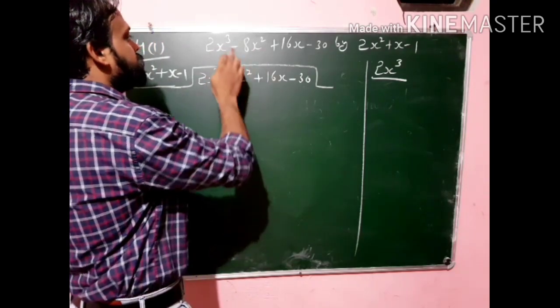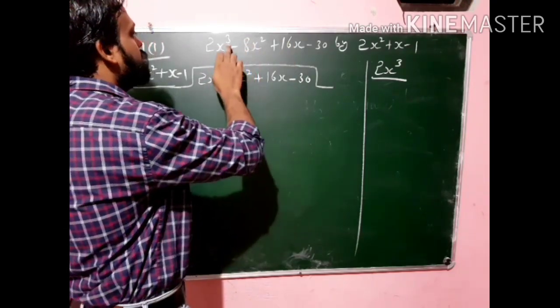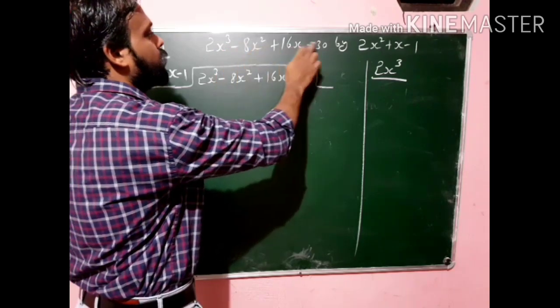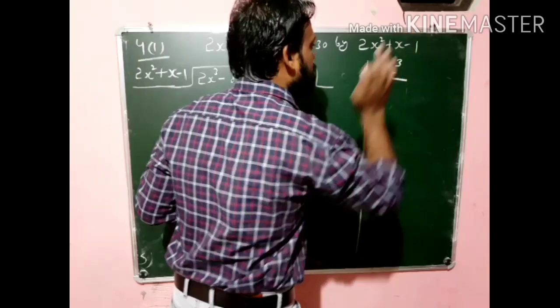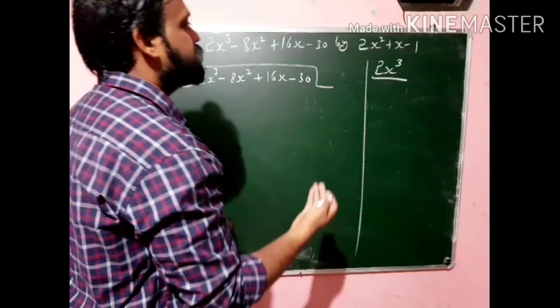In this case you can see the powers are already in the descending order. Here is 3, 2, 1 and 0. Even in this polynomial you can see 2, 1 and 0. So that is why I am directly starting this sum.